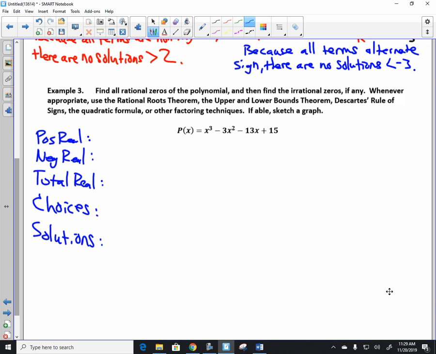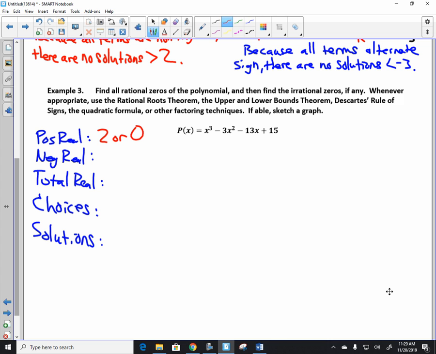Ready, set, go. How do I determine the number of positive reals? What do I do? How many changes are there in the sign here? There are 2. So I have 2 or 0 real solutions that are positive.